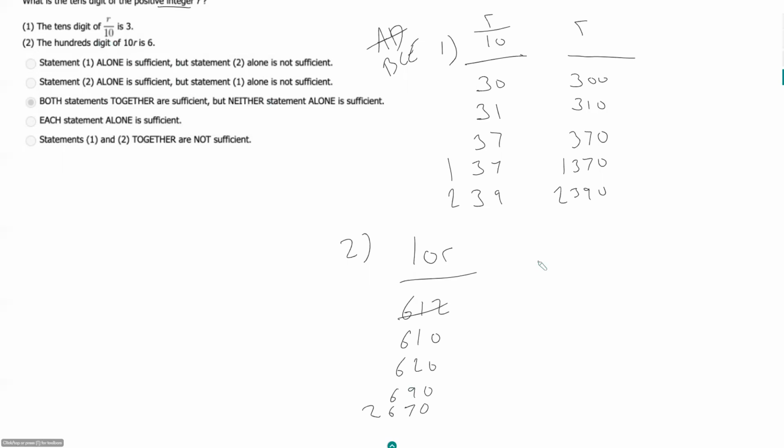And so what is our value of r based on these? Here we're removing the 0. So 61, 62 in this case, 69, 267. Our question is asking what is the tens digit of r, and it looks like no matter what, in this case, our tens digit is always going to be 6. So this second statement is actually sufficient, it looks like. B.